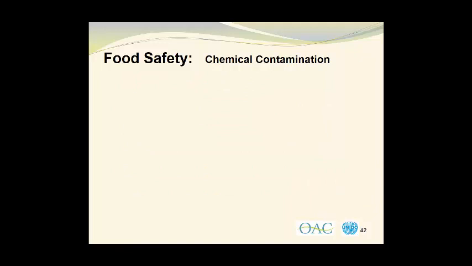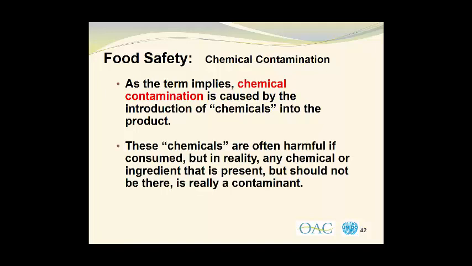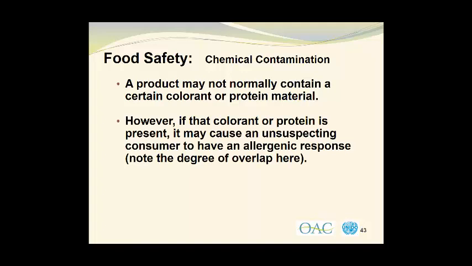Now we'll move on to chemical contamination. As the term implies, chemical contamination is caused by the introduction of chemicals into the product. These chemicals are often harmful if consumed, but in reality, any chemical or ingredient that is present but should not be there is really a contaminant. For example, a product may not normally contain a certain colorant or protein material. However, if that colorant or protein is unintentionally present and got into the food accidentally, it may cause an unsuspecting consumer to have an allergenic response.